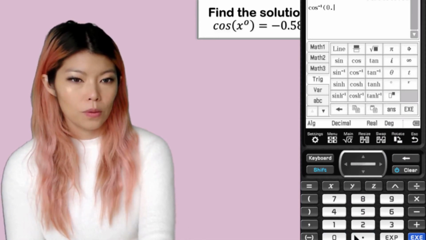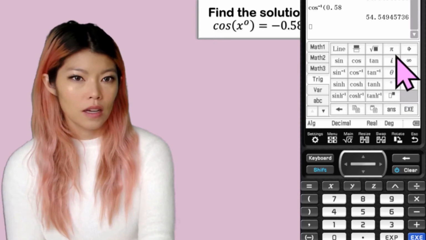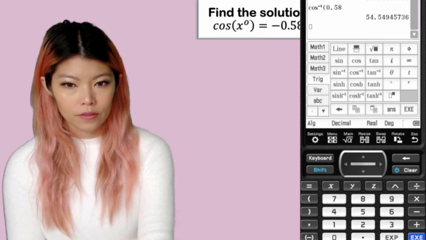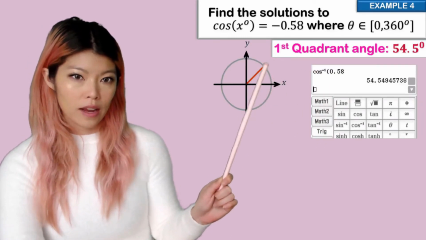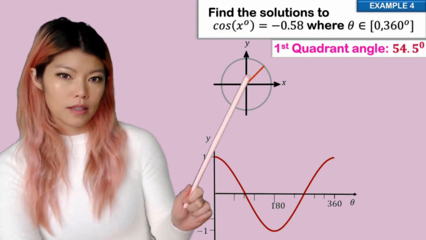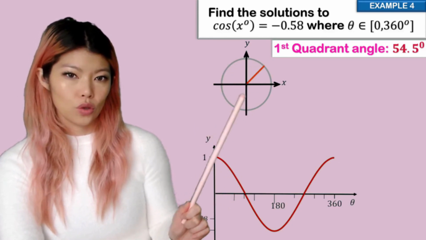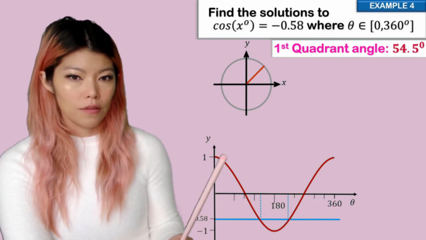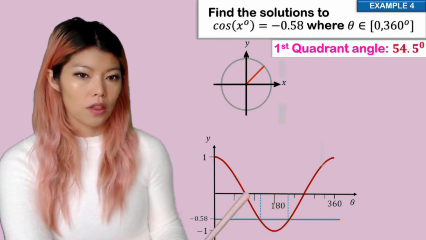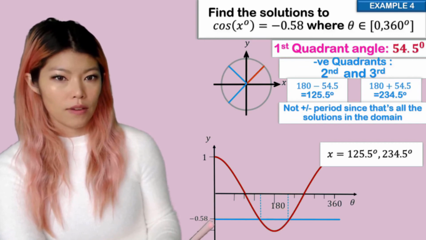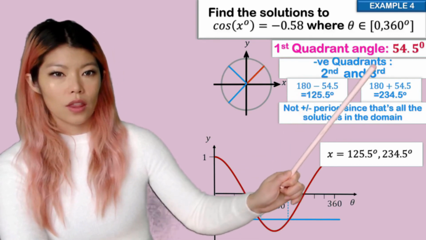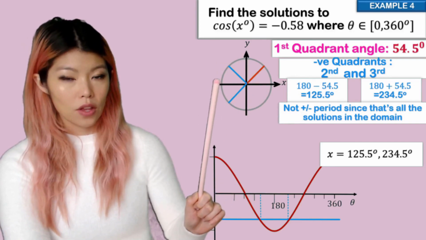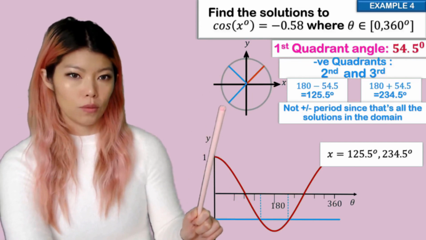Now 0.58 would give us 54.5. After you obtain the first quadrant angle, what do you do? You look at the quadrant. We can see that cos is negative in the second and the third quadrant, and we can also visualize it with the graph. First, second, third, fourth, so second and third are the values of negative 0.58 that we want. For the second quadrant, we obtain it by doing 180 minus 54.5, and for the third quadrant, we do 180 plus 54.5.